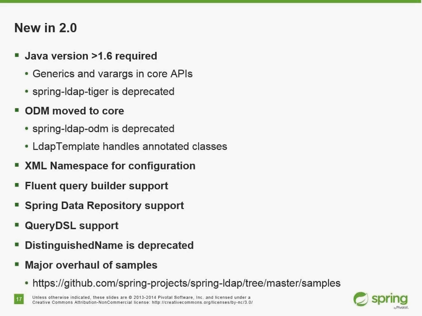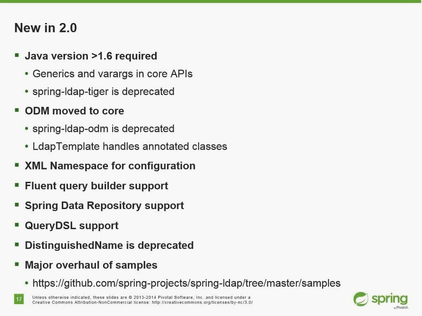Right, so in version 2.0, we've upped the Java version to 1.6. So we have generics and varargs in the core APIs everywhere, and as a consequence of that, the Spring LDAP Tiger module is deprecated. We are using a number of API calls that are in 1.6, so 1.5 won't work.